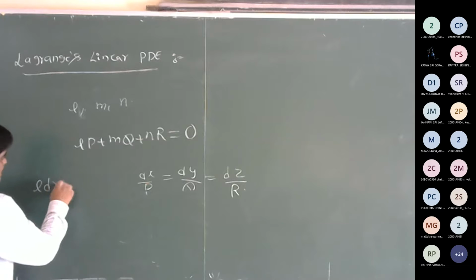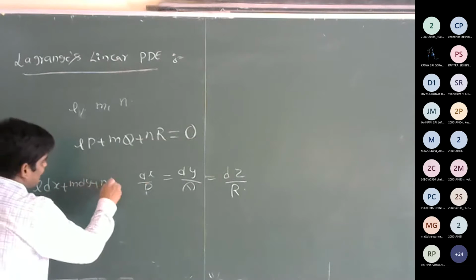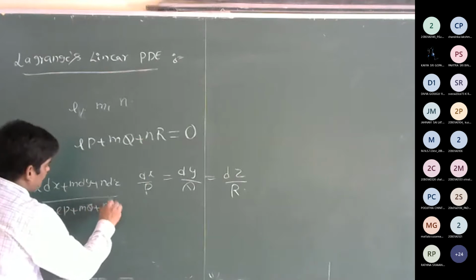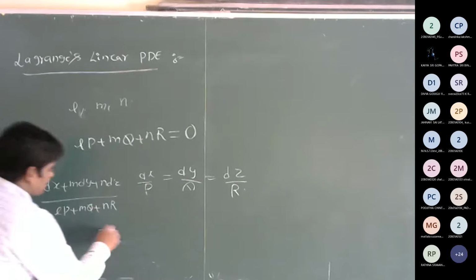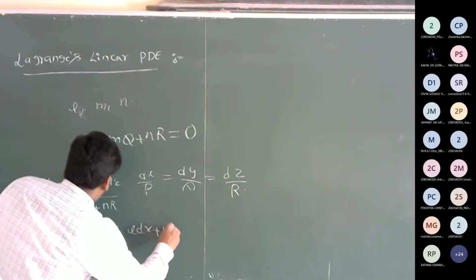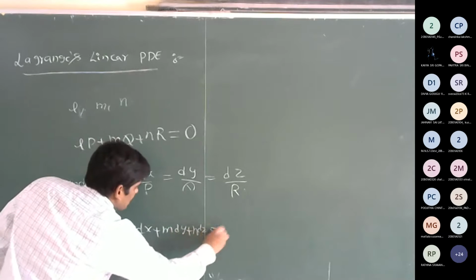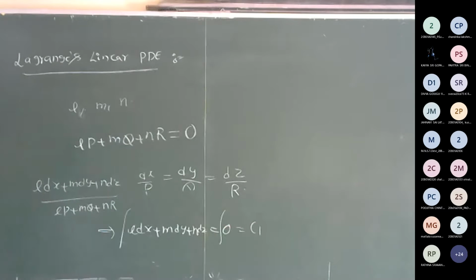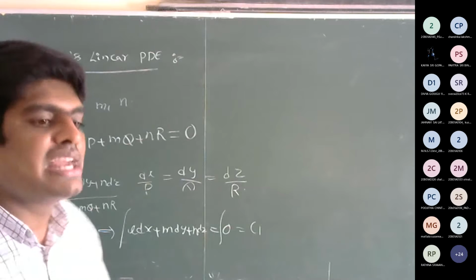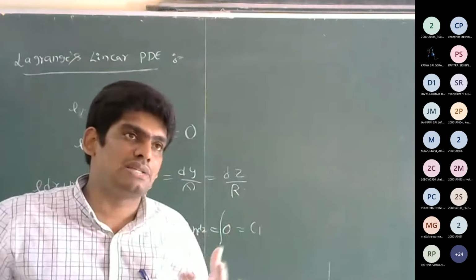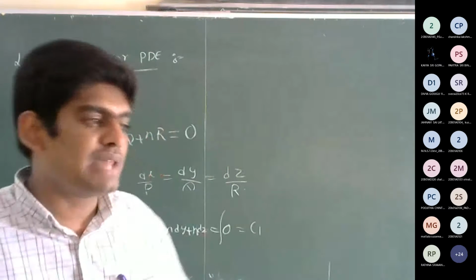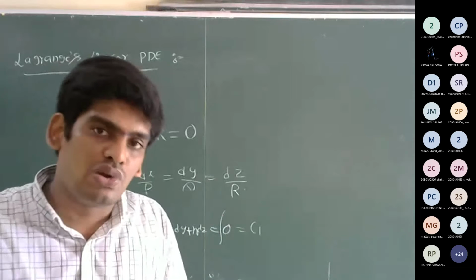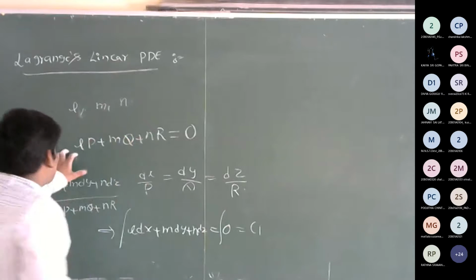Therefore, it becomes l dx plus m dy plus n dz divided by lP plus mQ plus nR, so the denominator is 0. So it becomes l dx plus m dy plus n dz is equal to 0. Now integrate on both sides, then you will get one solution. Similarly, you can choose another distinct set of multipliers, then you will get another solution. You can combine the two solutions, then you will get the final solution. This is called the method of multipliers.